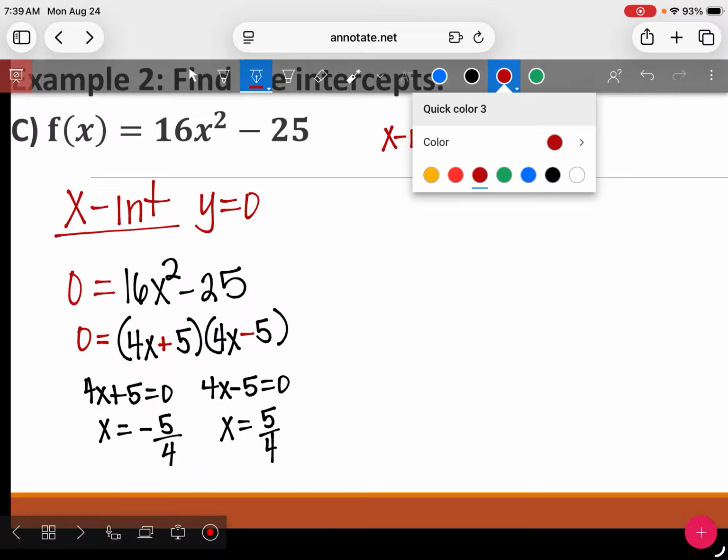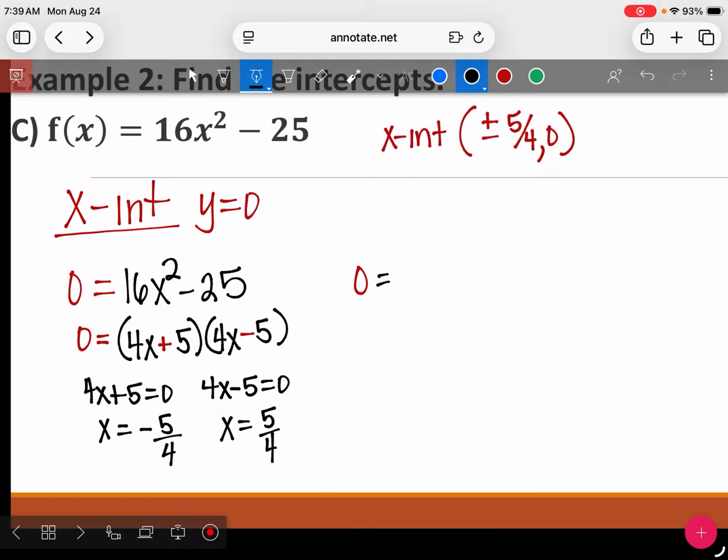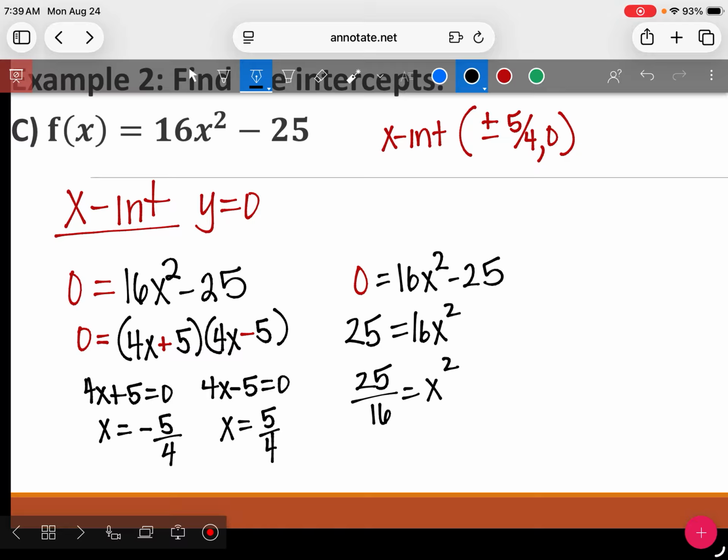So if I have 0 equals 16x squared minus 25, I could add 25 to both sides. Divide by 16. And then take the square root. And when you square root, you're doing top and bottom. And again, you just have to remember that whenever you take the square root, it's a plus and a minus, 5/4. So that's two different ways. Whichever way you prefer will get you credit. No preference.